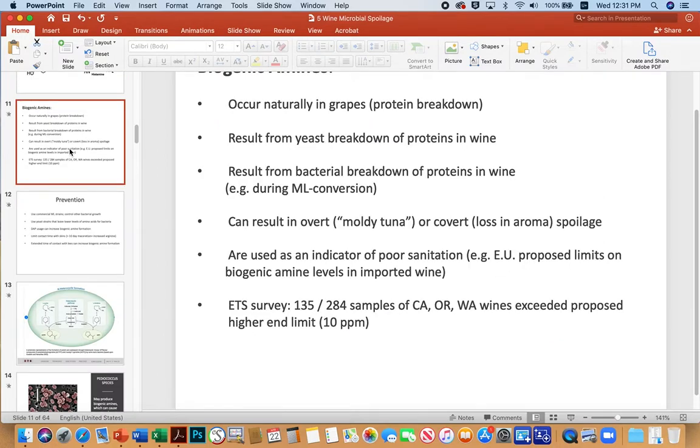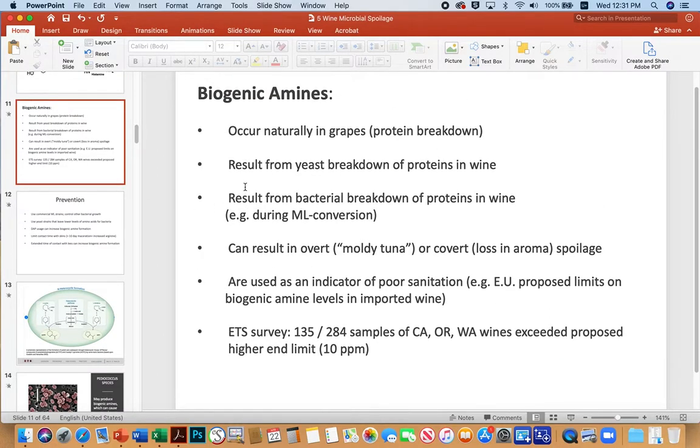So some of these bullet points here, I just wanted to go through. Obviously biogenic amines can occur naturally in grapes, and certainly if the biogenic amine itself doesn't occur naturally in grapes, the starting material, the amino acids, definitely can. And so again, they result from yeast breakdown of proteins in wine. So a yeast can break down proteins, releasing free amino acids. Then the microbes, the bacteria particularly, will grab those free amino acids and start decarboxylating them to produce these various kinds of biogenic amines. It can also result from breakdown of proteins in wine during malolactic conversion.